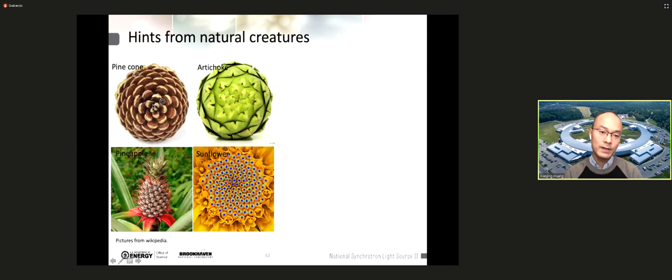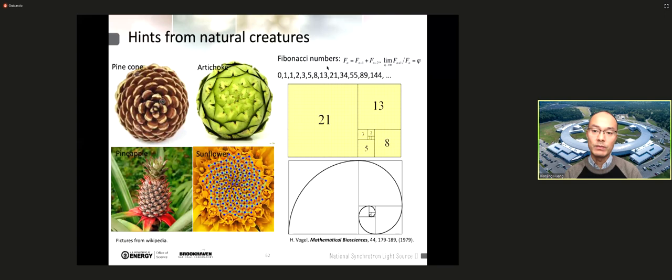We will find that those structures were organized in a very specific way, like a spiral type of pattern. And actually, this kind of pattern is related to the Fibonacci numbers. This series starts with 0 and 1, and then the next number is the summation of the previous two numbers. If we assemble them, creating a series of squares using the Fibonacci numbers as the edge and stacking them together, we can create a very nice spiral.